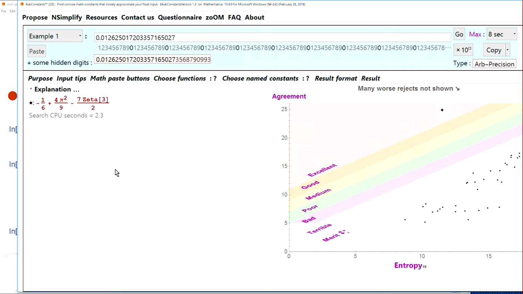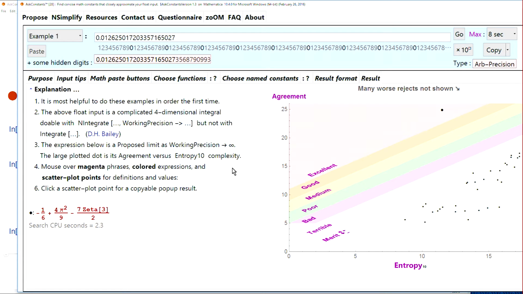This particular float, there's one candidate that it has, okay? This particular float was a four-dimensional quadrature that no computer algebra system could do symbolically. And one of the pioneers in this whole area, David Bailey, used it and found this expression using one of these other programs. And so this program does it too. And what's this over here? Well, this is a plot of that point, that one expression is showing there.